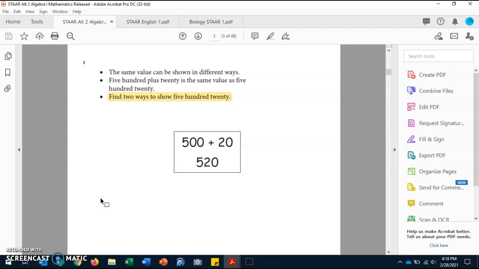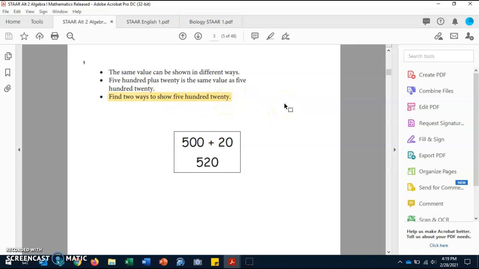So let's begin. So question number 1 for algebra, it states, boys, the same value can be shown in different ways. 500 plus 20 is the same value as 520. So like right here, 500 plus 20 is the same thing as 520. So now it's asking, find 2 ways to show 520.